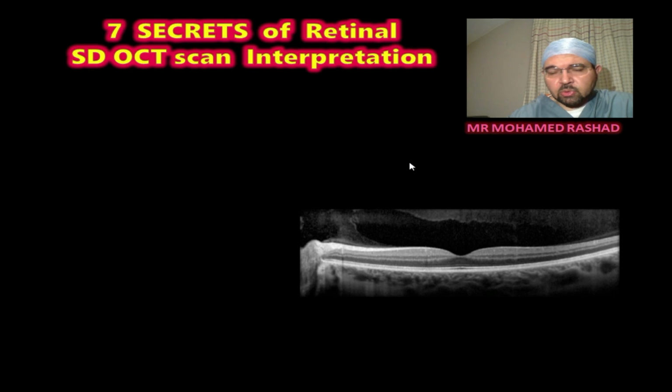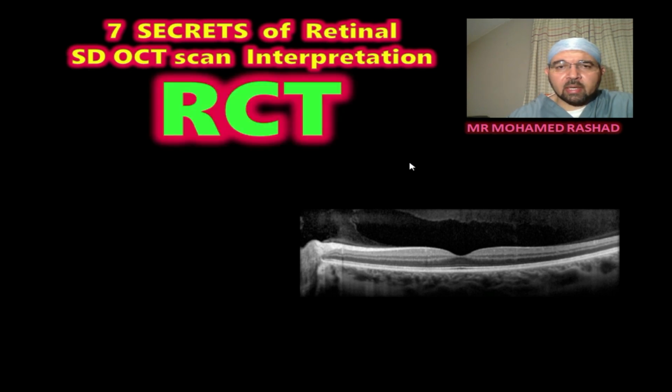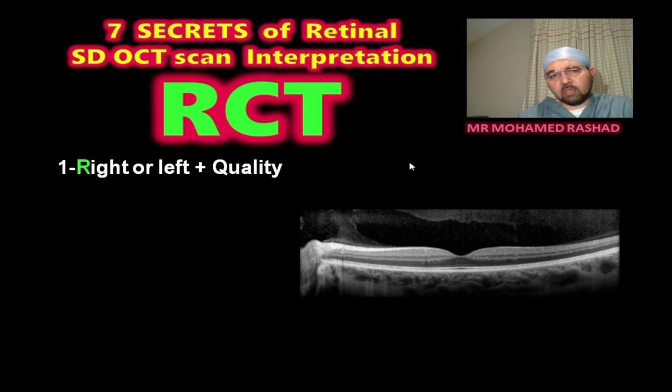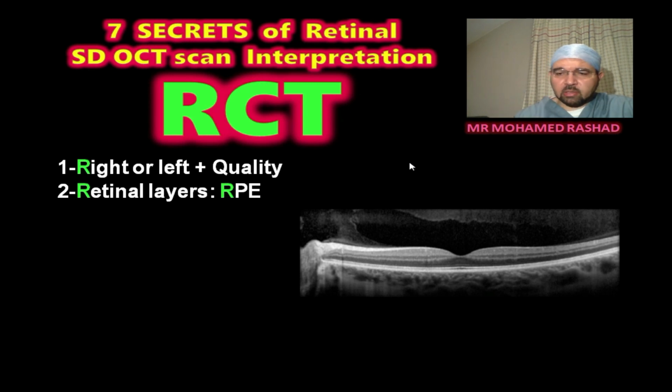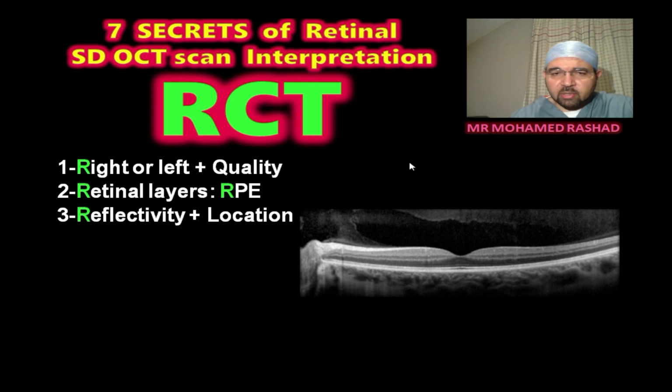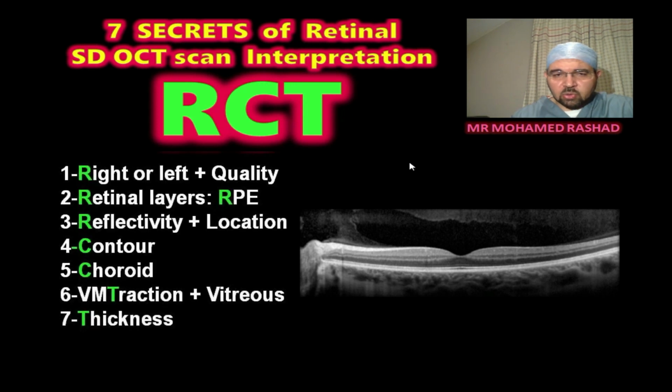So to summarize, I usually remember it with the mnemonic RCT. So to interpret the OCT, you have to remember RCT. First, is it right or left, and the quality of the scan. Second, the retinal layers, starting from the RPE, and check the layers and the reflectivity, and if there is any abnormal reflectivity with its location. The contour of the retina, the choroid, the vitreomacular traction, and the vitreous, and the thickness.